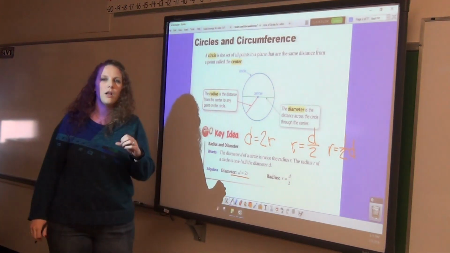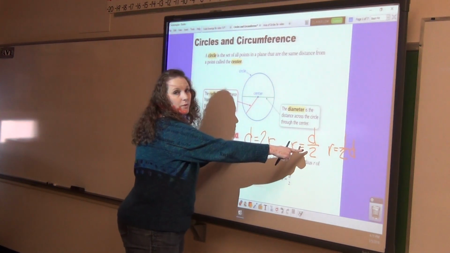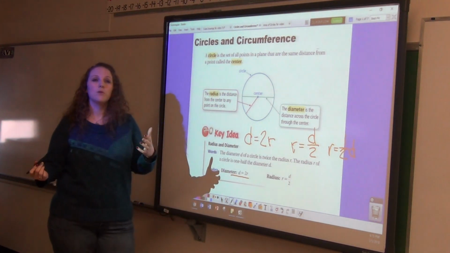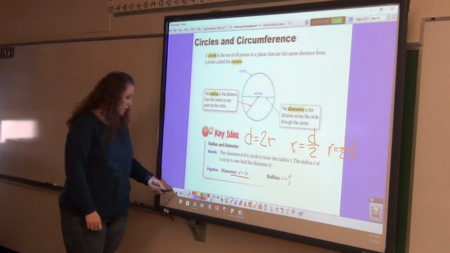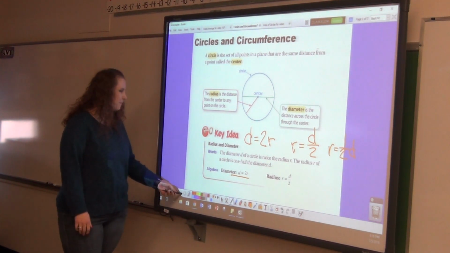You really don't need to memorize all of those formulas. They are all the same thing, because if I divide by 2 right here, I'm going to end up with this formula here. Diameter equals 2r is what you really need to know. Your diameter is twice your radius, and your radius is half of your diameter.